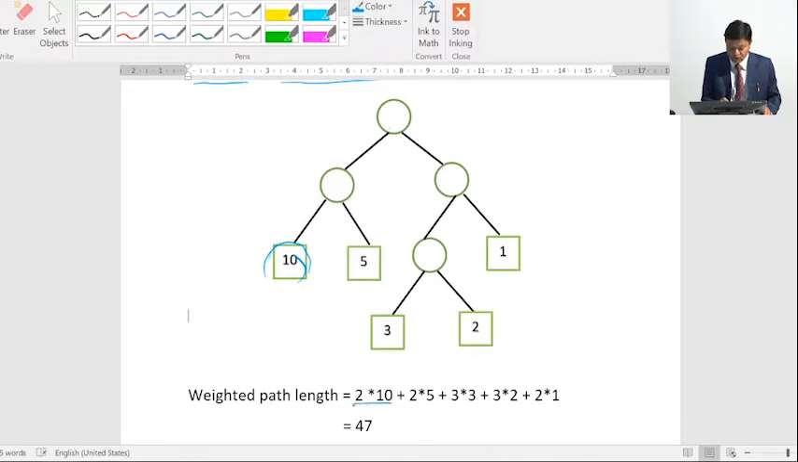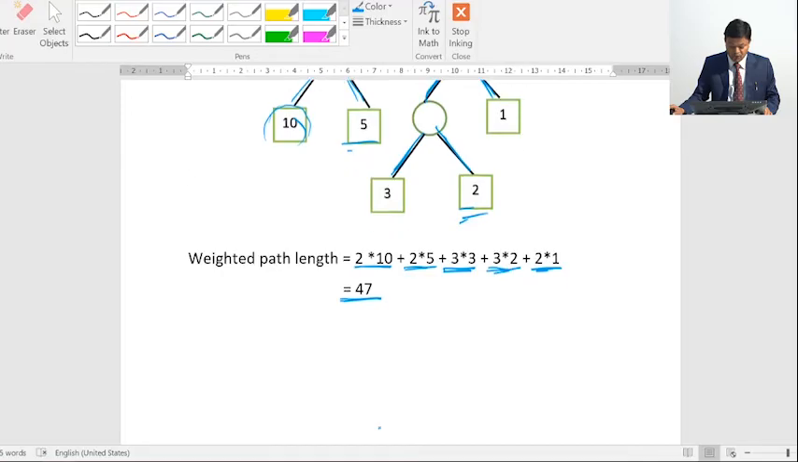So, 2 into 10, because length is 2 and weight is 10. Now, what about this? Length is 1, 2 and weight is 5. So, 2 into 5. Now, what about this? Length is 1, 2, 3. So, path length is 3 and weight is 3. So, this. Now, what about this? Path length is 1, 2, 3 and weight is 2. So, 3 into 2. What about this? Path length is 2 and weight is 1. So, total weighted path length of this 2 tree is equal to 47.